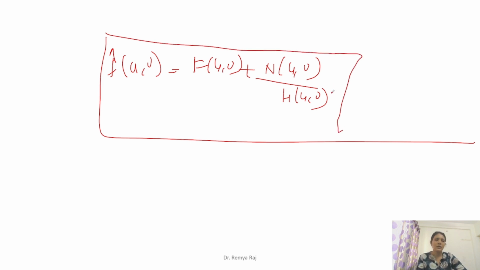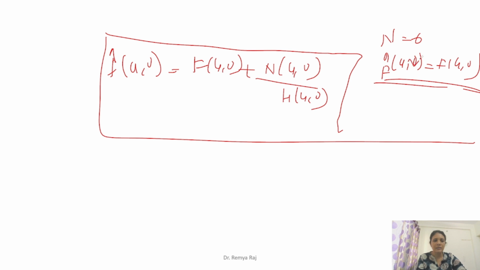So what do you understand from this equation? When the noise is equal to 0, when n equals 0, F cap of u comma v equals f of u comma v, right? That means when noise is equal to 0, your estimated image is equal to the original image. It is all about the inverse filtering.